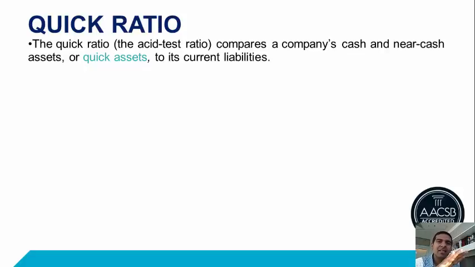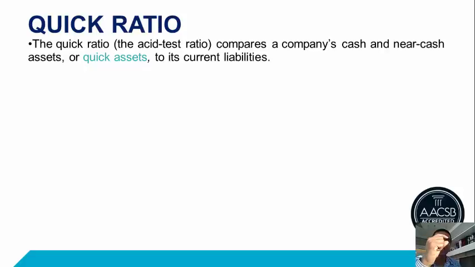To the extent it's a 50-50, you may well be skeptical of inventory in its ability to guarantee you cash to pay your current liabilities on top of what you already have. So we typically get skeptical of inventory and prepayments, and that's why we've got the quick ratio.